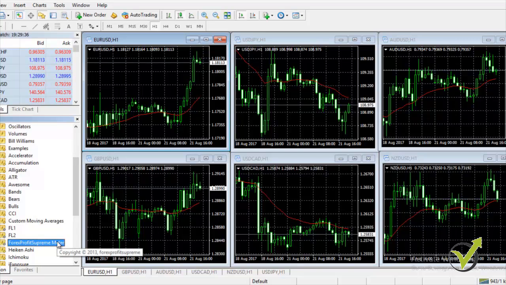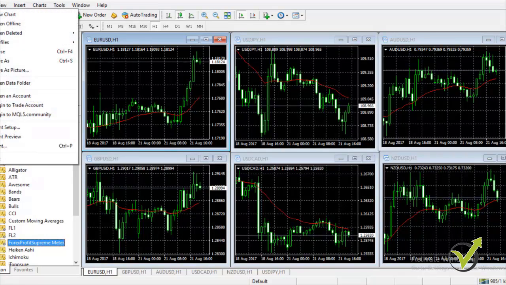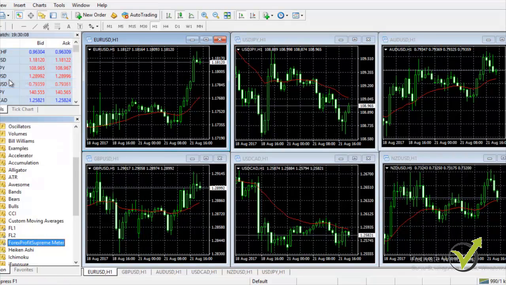Basically I have already placed it in my MetaTrader 4. With the course you will receive it. I hope everybody knows how to import an indicator. Quickly I will tell you. Once you have it in the file, you just copy it, you go to File and then you go to Open Data Folder.